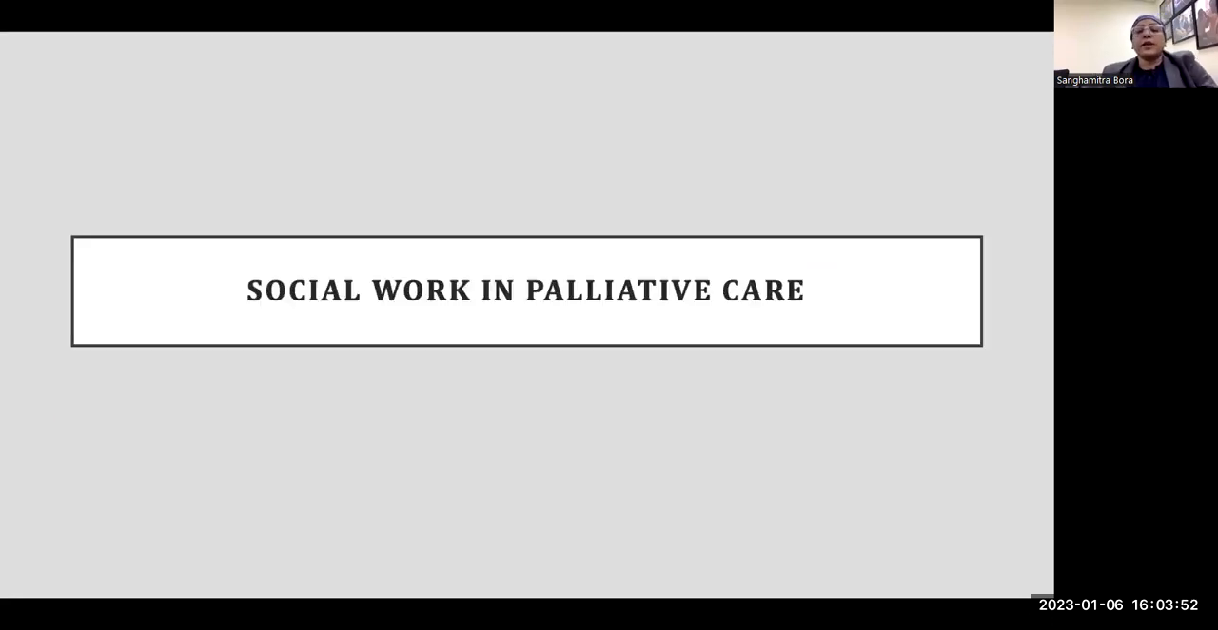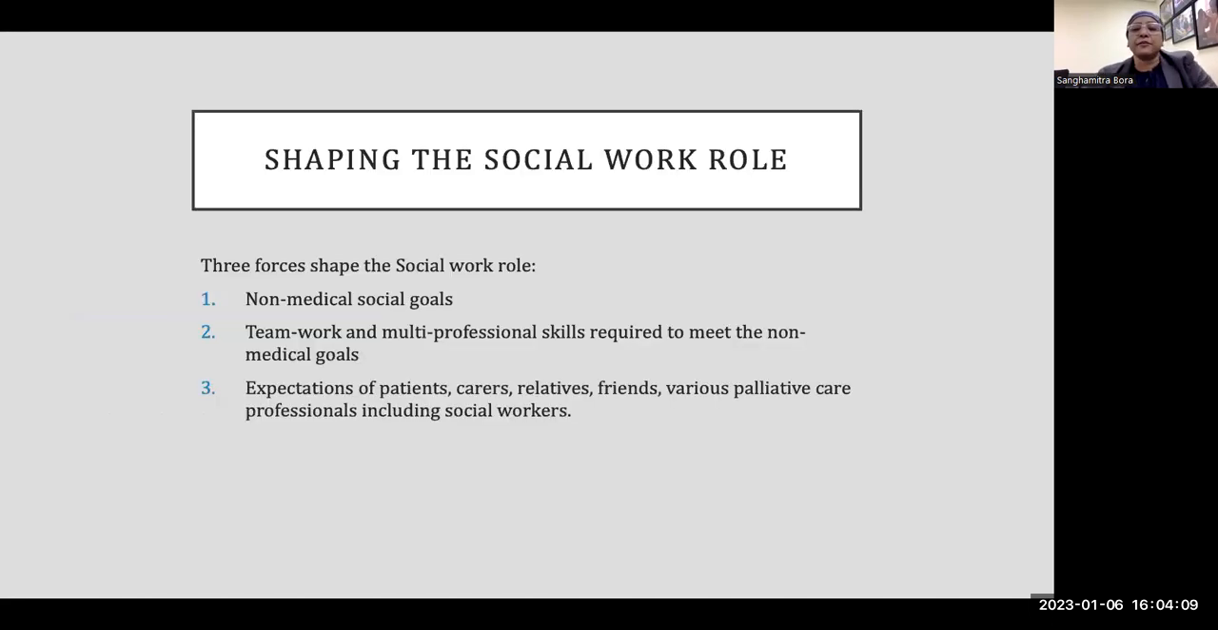So this brings us to an important topic, which is very, very relevant when we talk about palliative care delivery and the interdisciplinary team, which is the social work in palliative care. So there are actually three forces that shape the social work role.